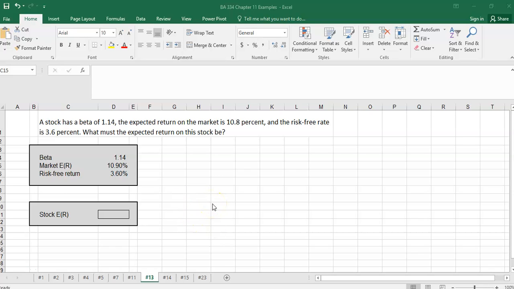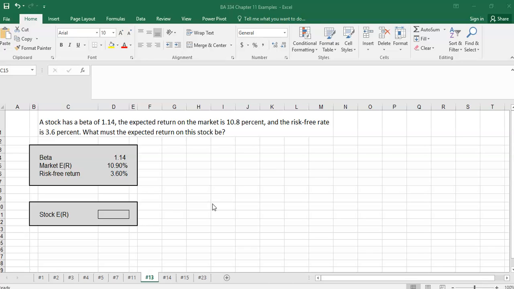In this example from chapter 11, we have information about the beta, the market return, and the risk-free return, and we want to know what the expected return on this stock must be. So the equation that we're using is the SML equation, or the security market line equation from the chapter, and we're going to rearrange that equation to solve for the expected rate of return.